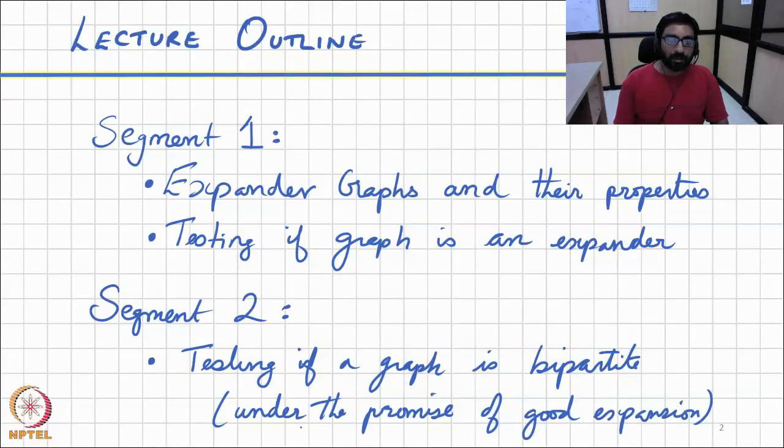Today's lecture outline will be the following. There will be two segments. In segment 1, we will be considering expander graphs and their properties, and then we will briefly talk about property testing algorithms to test whether a given graph is an expander or not. And in segment 2, we will be discussing property testing algorithms to test whether a graph is a bipartite graph or not, under the promise of reasonably good expansion.